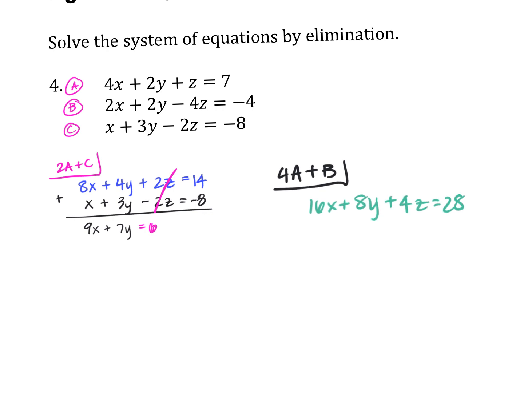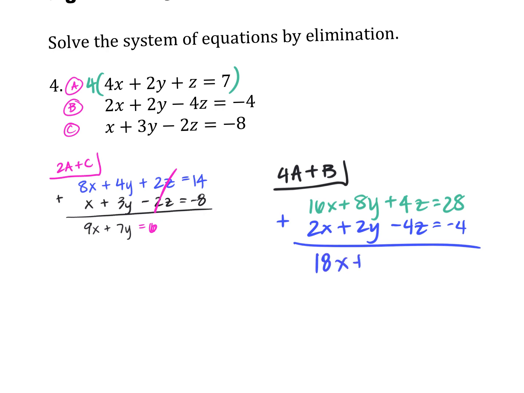Love it. You guys, if some people might do this off to the side, great. That doesn't bother me one bit because I feel like sometimes us having to do it in our head is hard. I'm going to add that, Porter, to B, which was 2x, 2y, minus 4z, and negative 4. This would be 18x plus 10y equals 24.